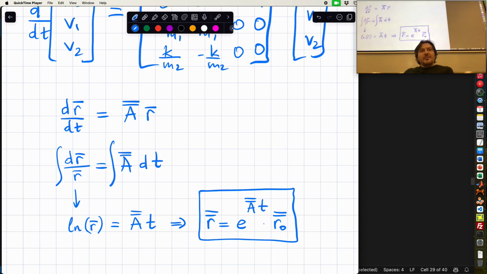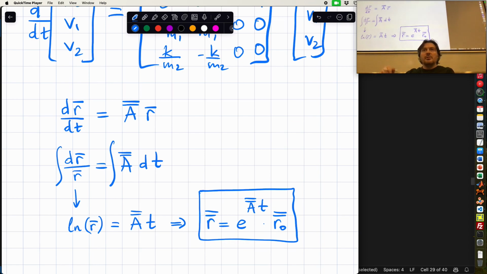Have you seen a matrix at the top of an exponential before? Yes, in quantum mechanics. Why did you get quantum mechanics? You are a graduate student? No, undergrad. Which year? Third year. Third year, okay. You are taking it now? I took it last semester.